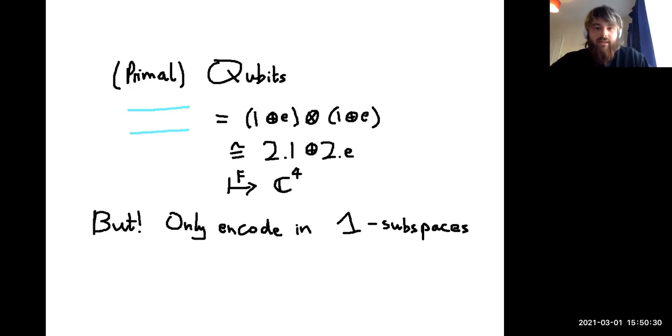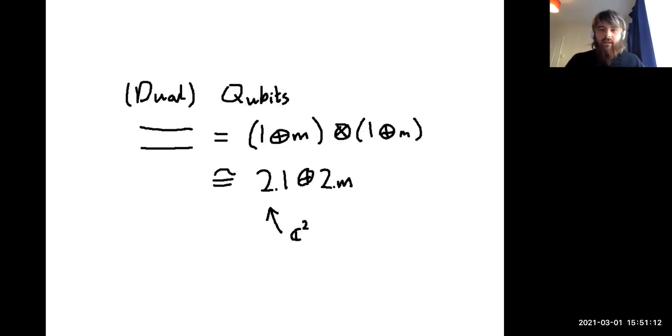So above here we have 1 plus e tensor with 1 plus e, and this gives you a 4-dimensional vector space, which seems like too much, but at the point where you measure out, you can't have any non-trivial information in the e subspaces. This is called leakage if you do, and meanwhile, you will use these spaces for scratch space. So you use these spaces to perform computation, but then it has to be reset to 0 after you've performed said computation. So that's a lot of words, and I'm going to try and show that explicitly.